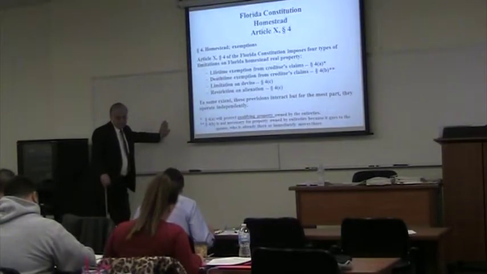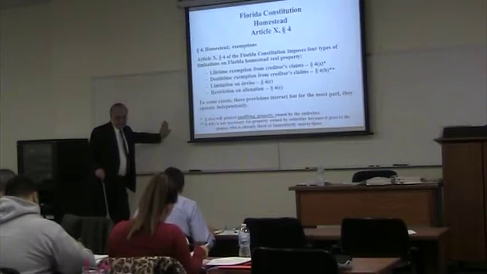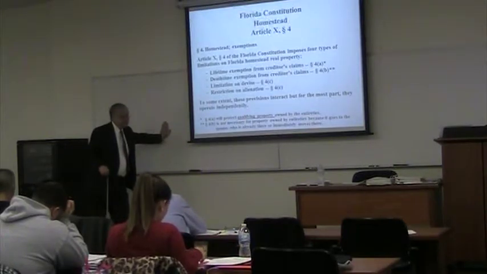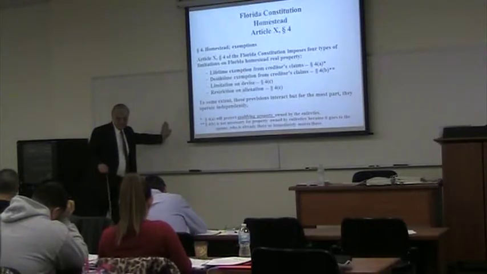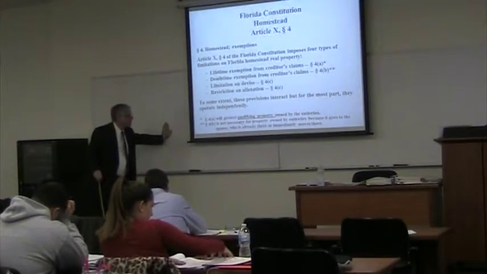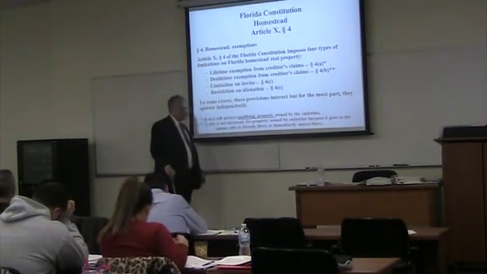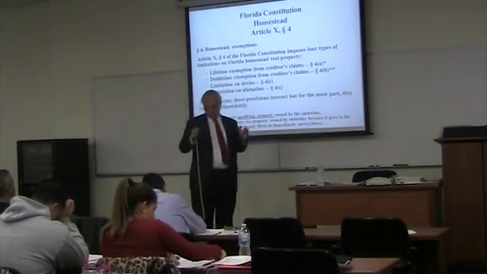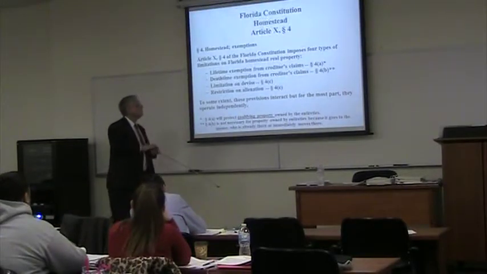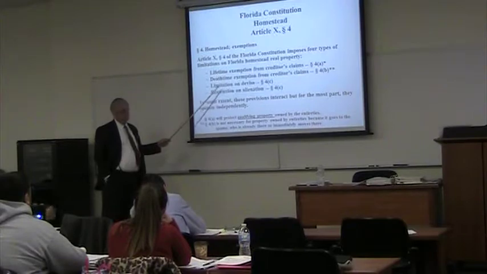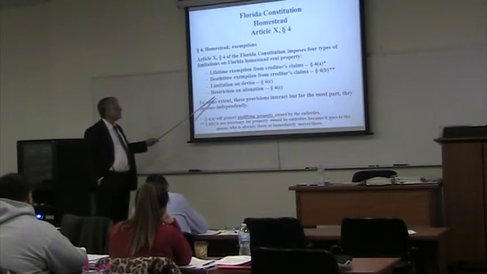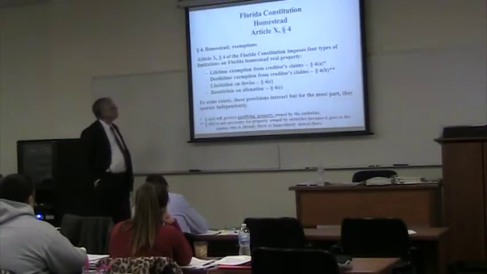With respect to the home that an individual owns, it provides a lifetime exemption from claims of creditors. Let's call it the MasterCard company that has a $25,000 judgment. They can collect on any of the assets that you have, but they may not execute on your home if that is your homestead. Upon your death, there is an additional exemption as against your creditors, provided that the property goes by devise or intestacy to a spouse or heirs, including minor children. Then there's a limitation on devise and a restriction on it. Let's run through all four.